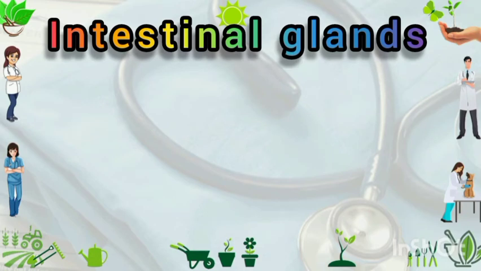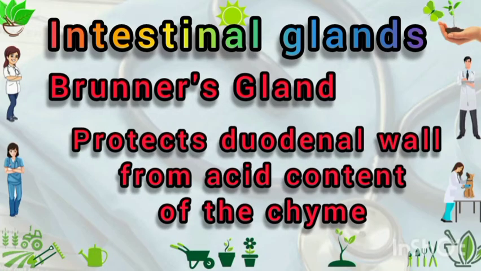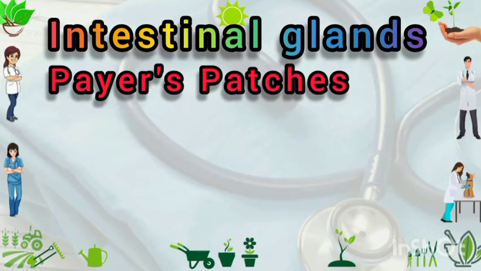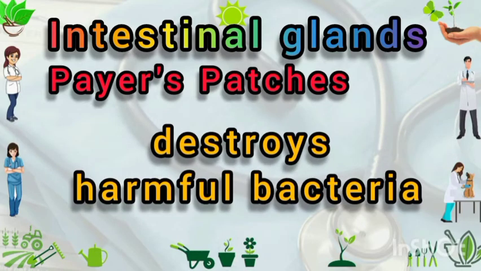The intestinal glands present on the walls of small intestine are 1. Brunner's gland. They secrete little enzyme and mucus. The mucus protects the duodenal wall from acidic content of chyme. 2. Peyer's patches. These are organized lymphoid nodules, usually found in ileum. These help in destroying harmful bacteria of the region.